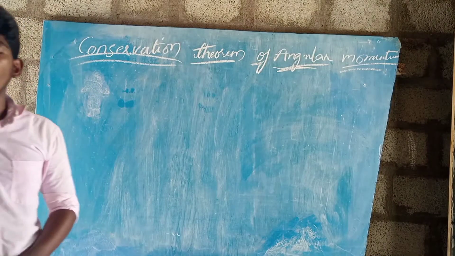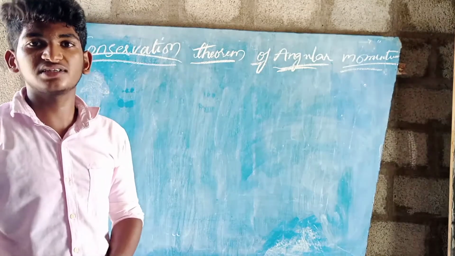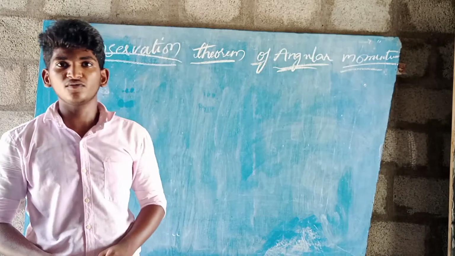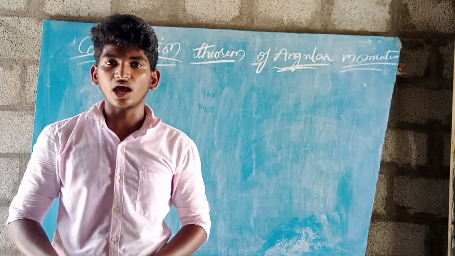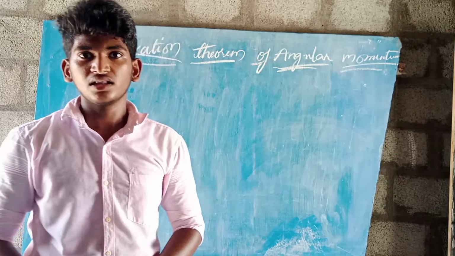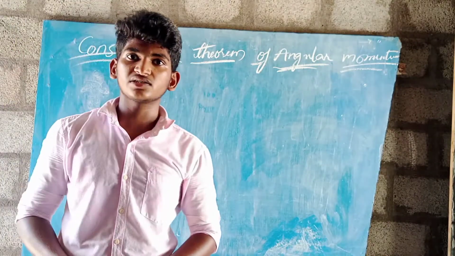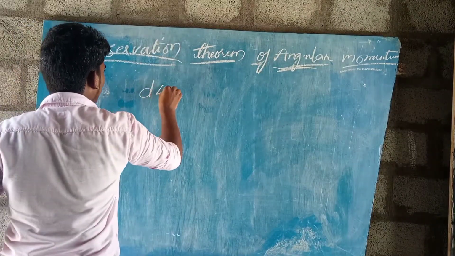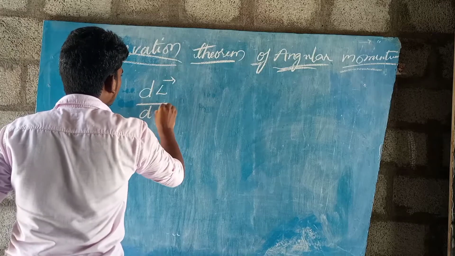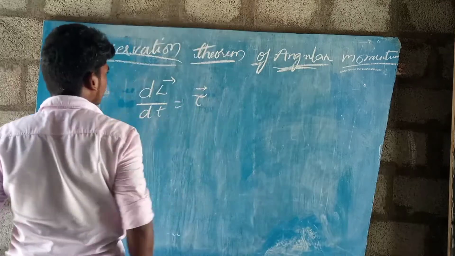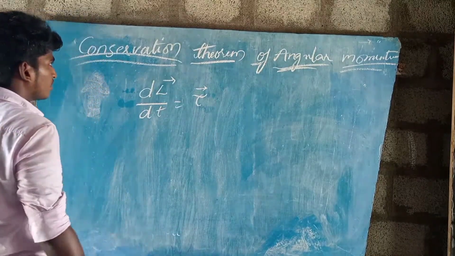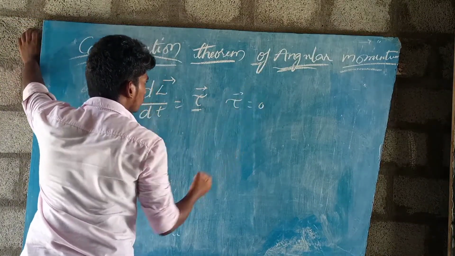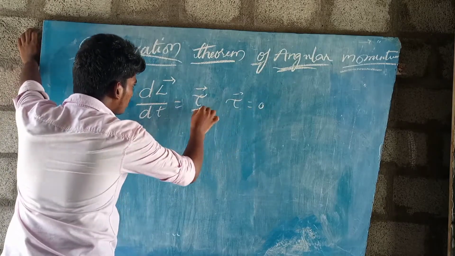Conservation theorem of angular momentum. This theorem states that if the net torque acting on a body rotating about a fixed axis is 0, then the angular momentum of that particle rotating about the fixed axis is constant. As we all know, the rate of change of angular momentum is equal to the torque acting on that particle. If the torque is equal to 0, apply 0 in this equation.